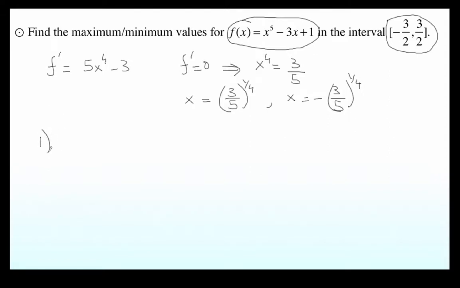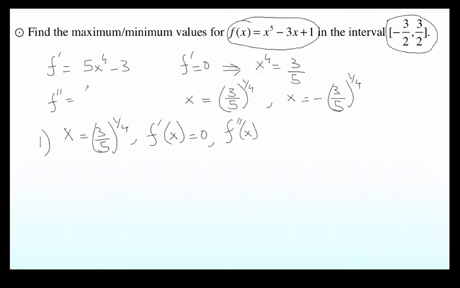So let's take the first case. In this situation, x is 3 by 5 to the 1/4. The first derivative obviously is 0. The second derivative, f double prime, at the same point, you can see from here, f double prime is 20x cubed. If x is positive, then f double prime will be positive, which means that this could be a minimum point.